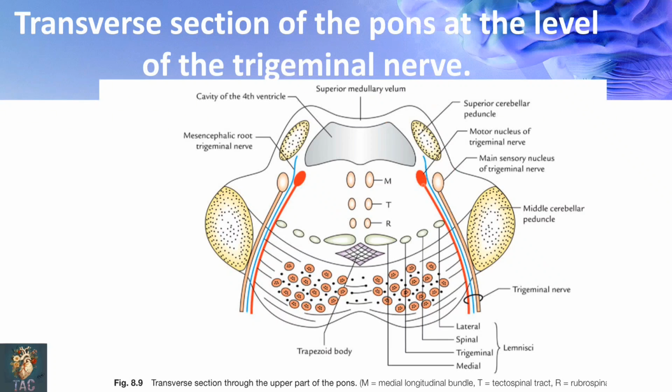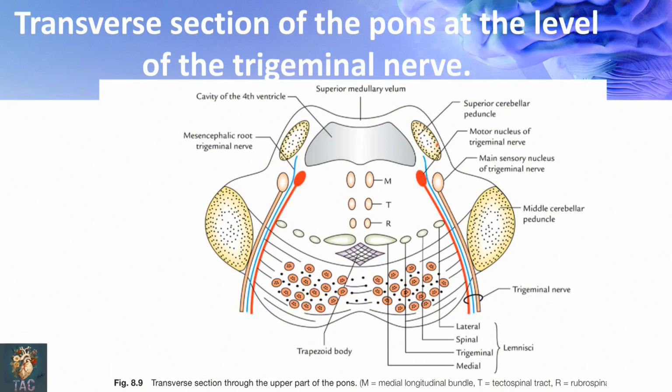Then over here, the structure which we are describing for a long time, this is the trigeminal nerve. So the two nuclei of the trigeminal nerve: this is the motor nucleus of the trigeminal nerve, and this is the main sensory nucleus of the trigeminal nerve. And also here you can see the mesencephalic root of the trigeminal nerve, and these three roots combine to form the trigeminal nerve. This one is the middle cerebellar peduncle, and here is the section of the superior cerebellar peduncle as well.